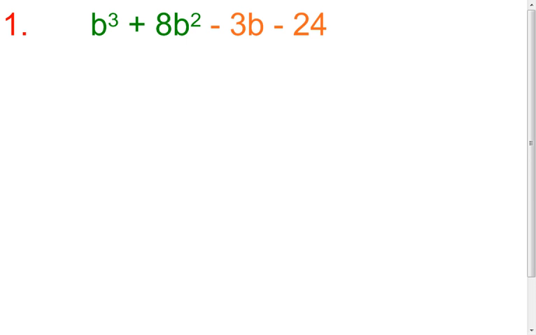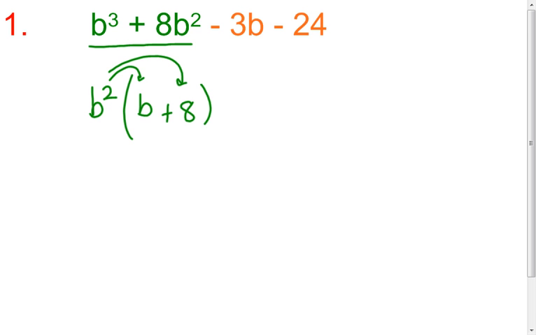You're going to group the first 2 together. In this case I color-coded them so they are green. You're going to look at what you can pull out. Each term has at least a b squared in it, so I can pull that out. And then b squared times b makes b cubed, and b squared times 8 makes 8b squared. Now, when we look at the orangey part here, your goal is to see what you can factor out of there.